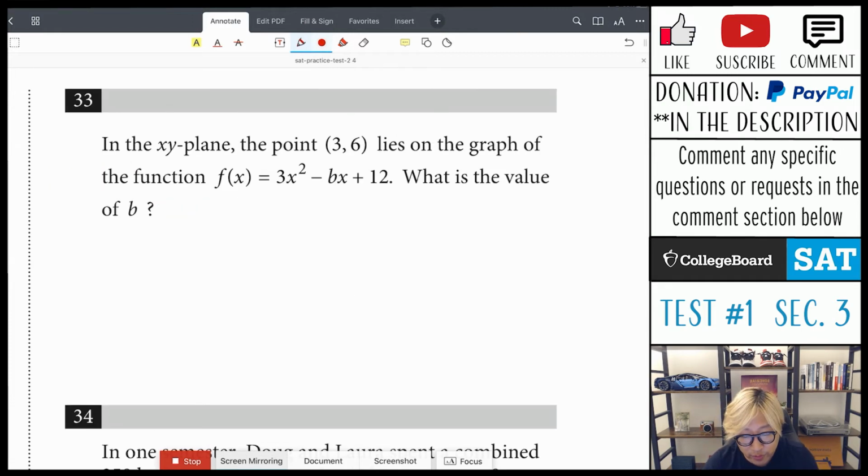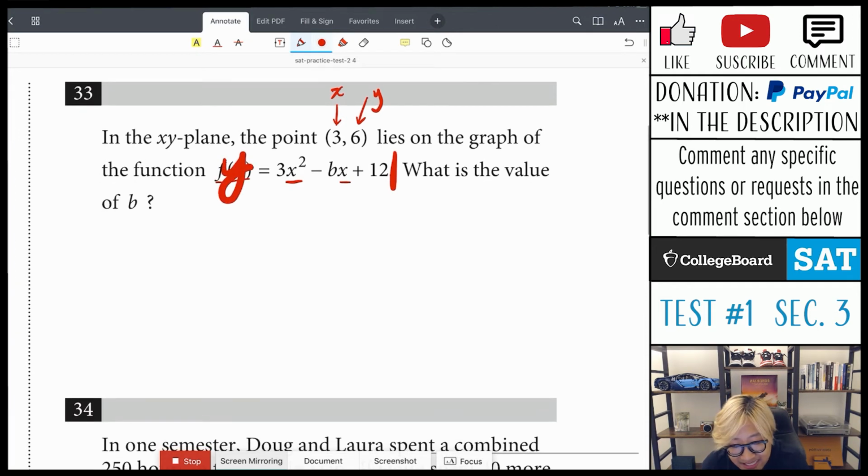Number 33, in the xy plane, the point 3 and 6 lies on the graph of the function. What is the value of b? First of all, that 3 is the x value, the 6 is the y value. So what do you think I'll do with this? Just plug it in here. Another word for f of x is just y.